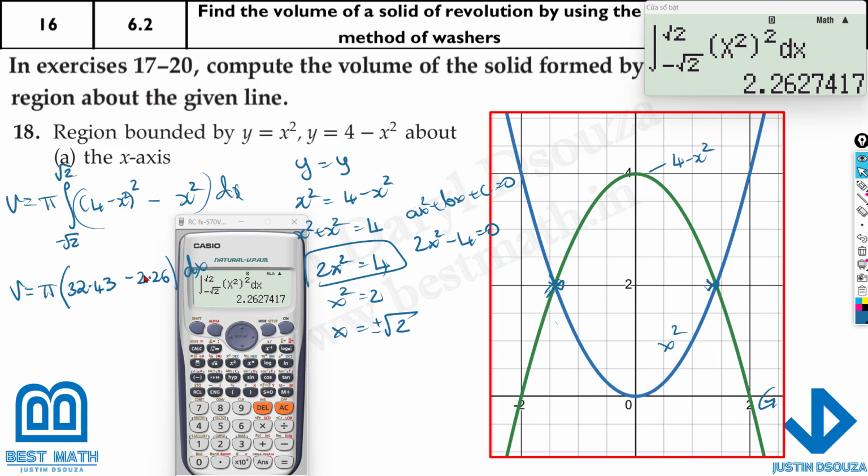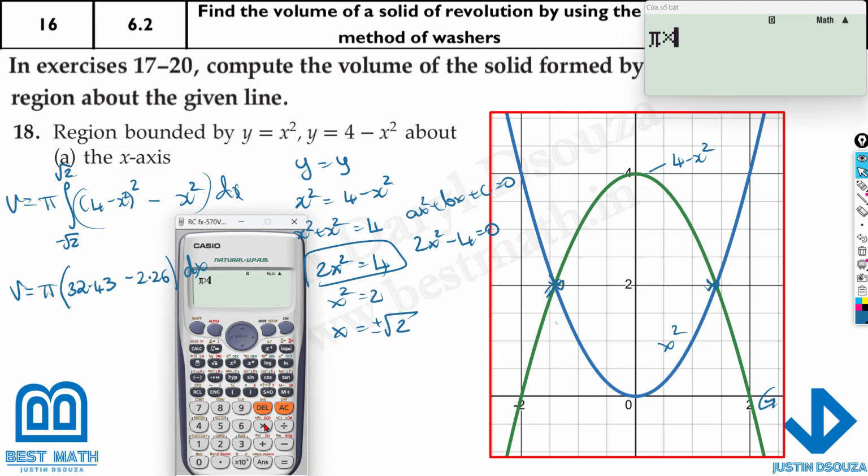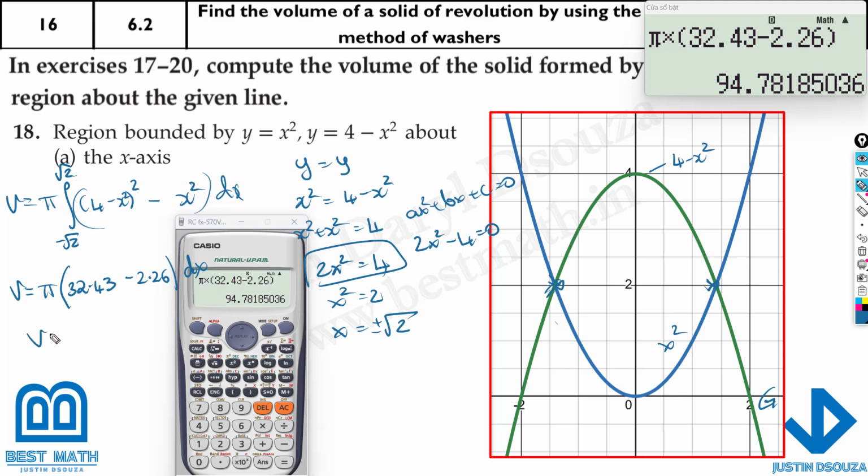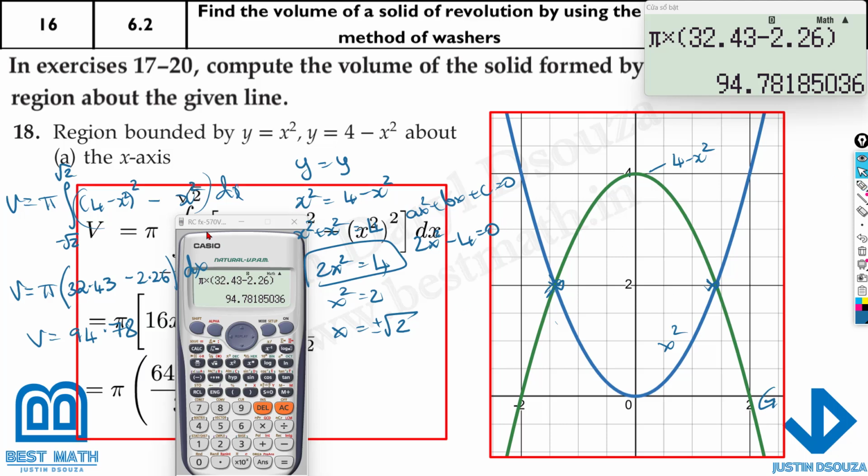Now you can put this entire thing, solve this and then do the next step as putting in the calculator. Up to you. I'll just do it directly. Pi times 32.43 minus 2.26. The answer will be 94.78. Volume is 94.78. It's very close to 30.2 pi. You can see the final answer here.